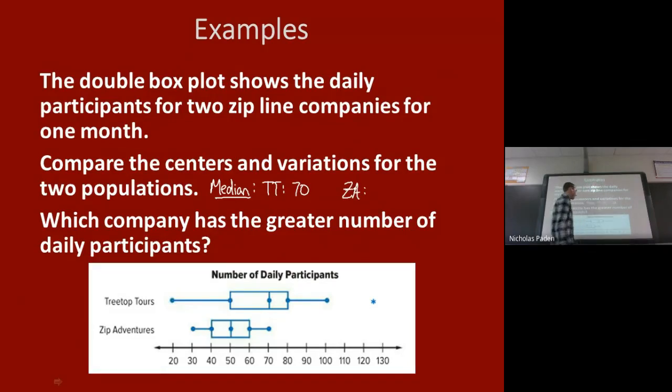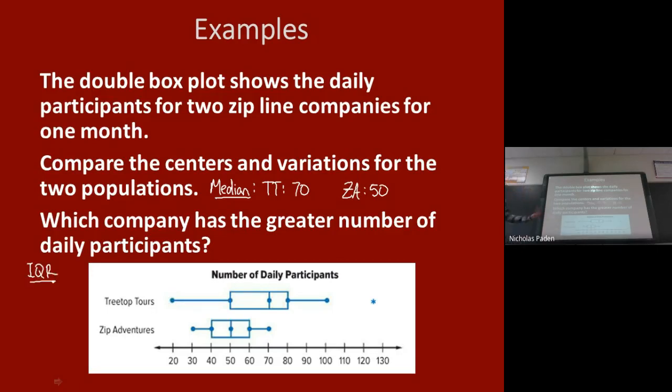Find the middle line of that box, and notice that that is at 50, okay? So already we see Treetop Tours a little bit higher up than Zip Adventures. Okay, we'll do the IQR down here. That's going to be the measure of variation.